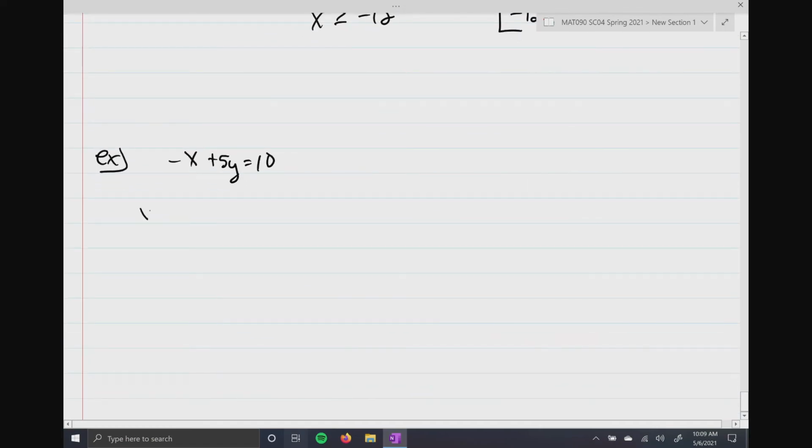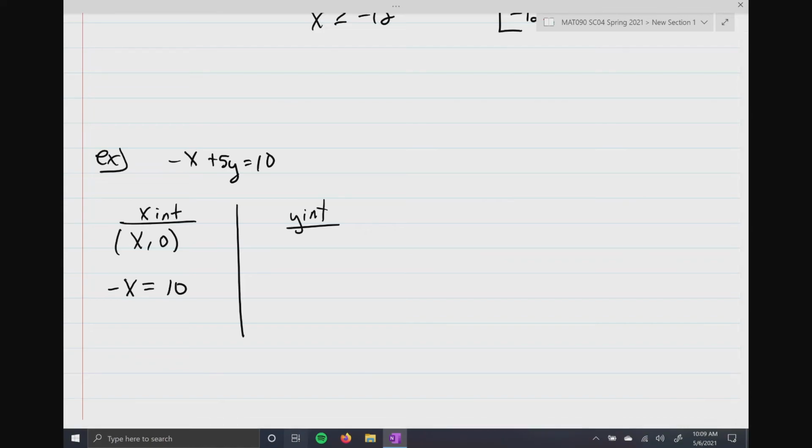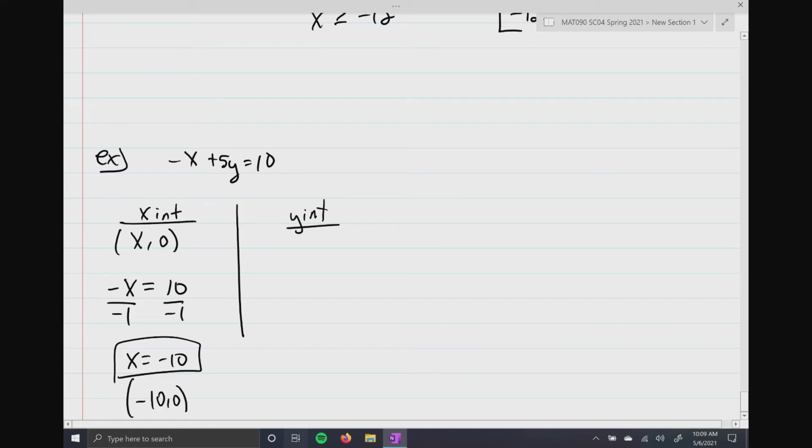Now remember, they want us to use intercepts, and at an x-intercept, y is always 0. So this is going to be negative x equals 10. Now, don't get lazy. Negative x equals 10. You need to divide both sides by negative 1. So our first intercept is negative 10 comma 0. Okay?